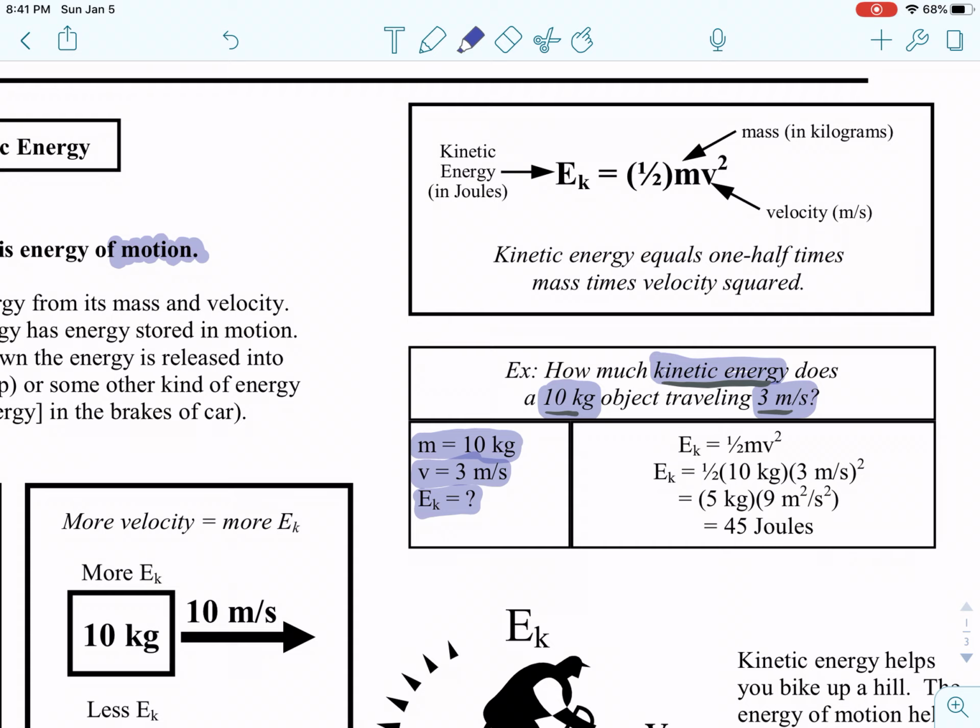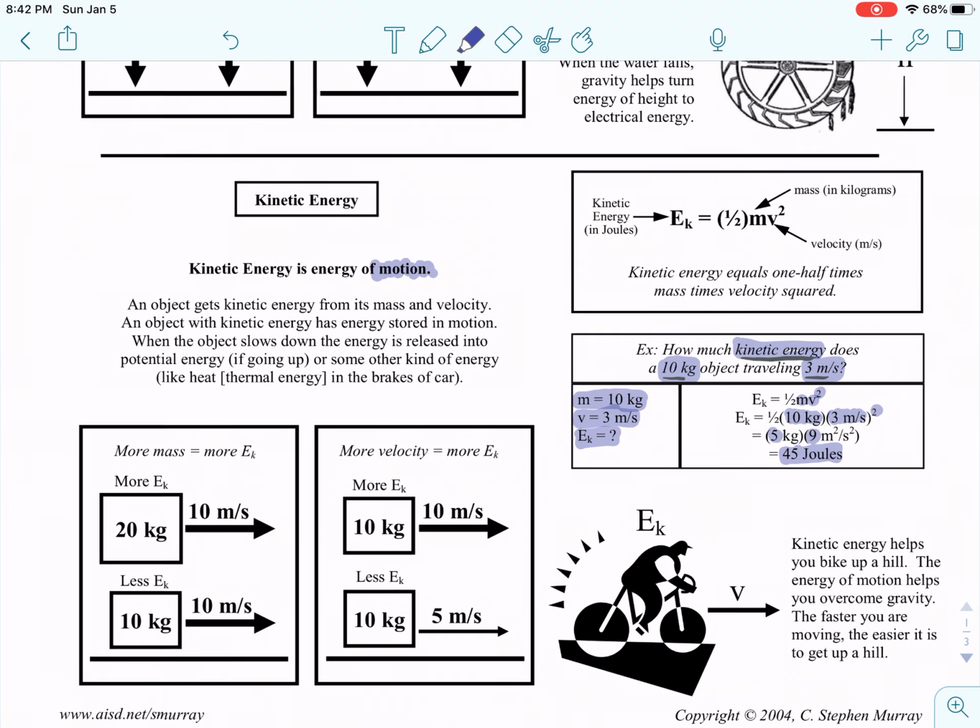So to put our numbers into place, we have one half times mass times velocity squared. So we just plug the numbers in where they belong. There's the 10 for the mass. There's the 3 for the velocity. And all you have to end up doing is squaring that 3. So 3 squared, 3 times itself, is 9. Multiplied by the 1/2 times the 10. 5 times 9 is 45. And once again, this is energy, so it's measured in joules. Last thing to realize about kinetic energy is the more mass you have, the more kinetic energy you will have. And finally, the more velocity you have, the more kinetic energy you will have.